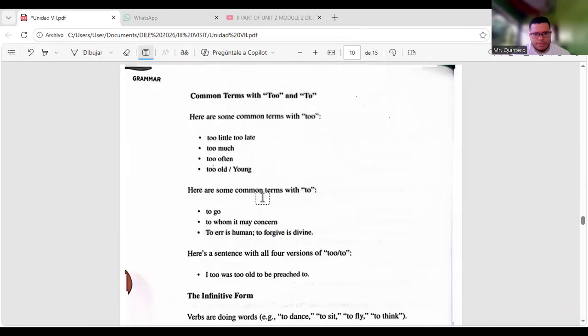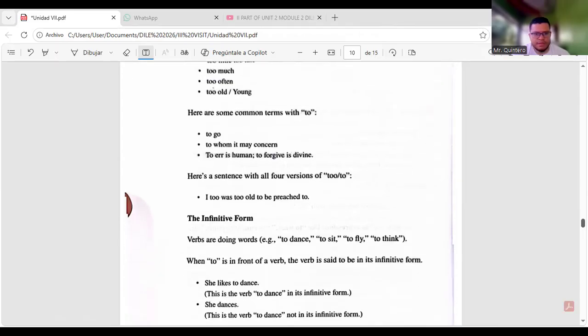Here are some common terms with to go: to whom it may concern; to err is human, to forgive is divine. Here's our sentences using the verb, for example, I was too old. Infinitive form. Verbs are doing words: to dance, to sit, to fly, to think.